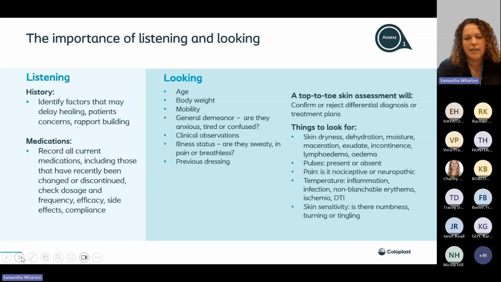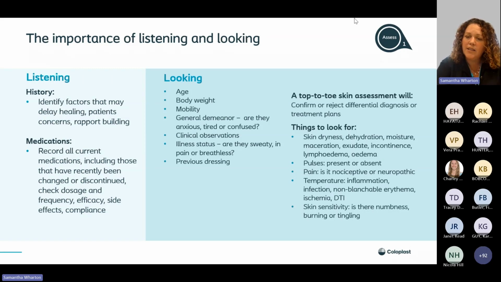I wanted to look at the dressing, see what color the exudate was, because it tells you so much. It's also important to check other areas of the skin of the patient, because if you're looking at a leg ulcer from one leg, it's really important to look at the other leg, because you need to do that comparison. You need to look for skin dryness, dehydration. Is there exudate? Is there breakdown? Is there excoriation? If you're looking at the pulses within the feet, are they present or are they absent?